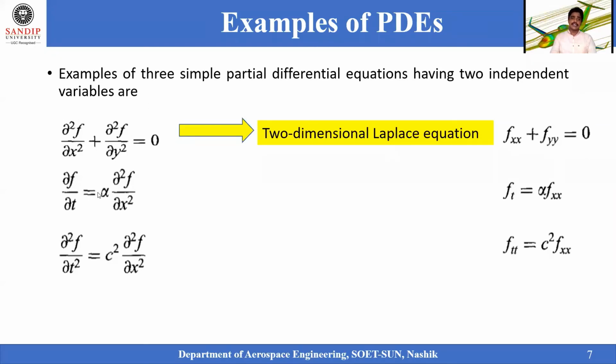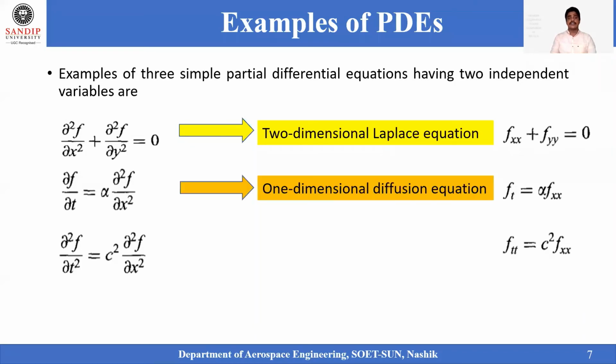In the second case we have dou f by dou t is equal to alpha into dou square f by dou x square. Here this particular equation is representing the one-dimensional diffusion equation. So these are all examples of how we write the partial differential equations. These are the examples I have taken up here.